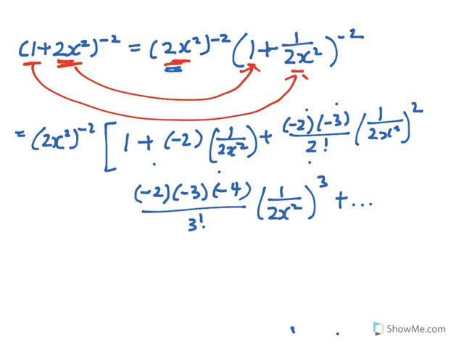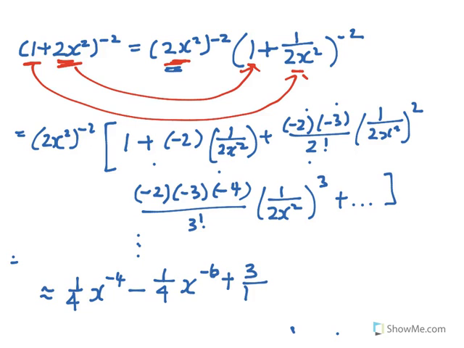Okay, after that, what do we get next? We simplify all the coefficients. I'll leave the simplifying to you. You will be able to get 1/4 x to the power negative 4, minus 1/4 x to the power negative 6, plus 3 over 16 x to the power negative 8, minus 1 over 8 x to the power negative 10.